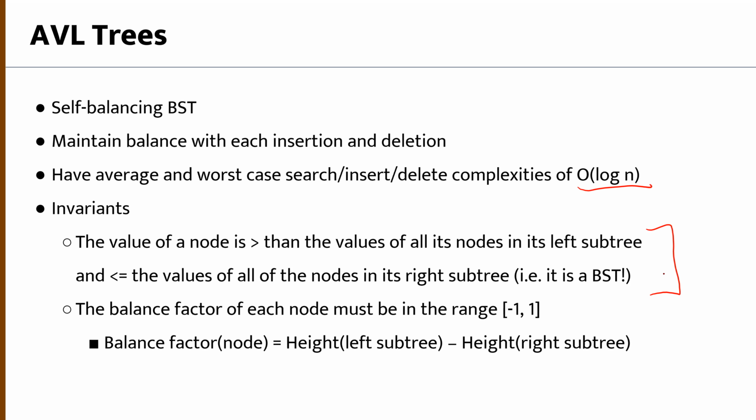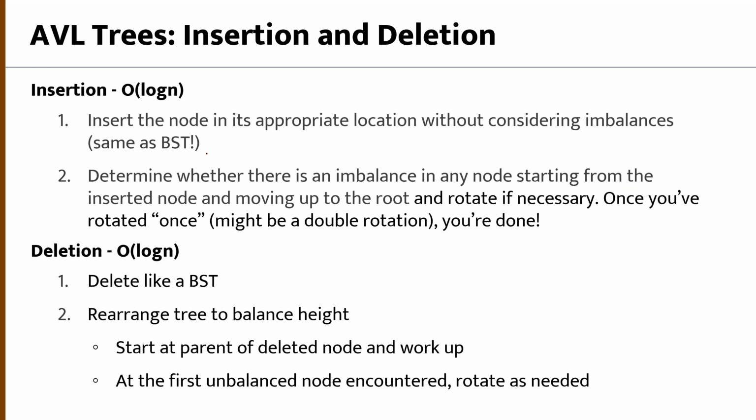And this balance factor is actually just the height of the left subtree minus the height of the right subtree. And remember, height is the distance to the lowest leaf node. It's important to note that it maintains balance after each insertion and deletion. And we'll take a look at this. So similarly, inserting on an AVL tree, you just insert it in its appropriate location. But then after that, you'll have to see if you need to rotate these nodes. And deletion, similarly, you just delete it, and then you'll have to see if you need to rearrange the tree. And we'll take a look at this.